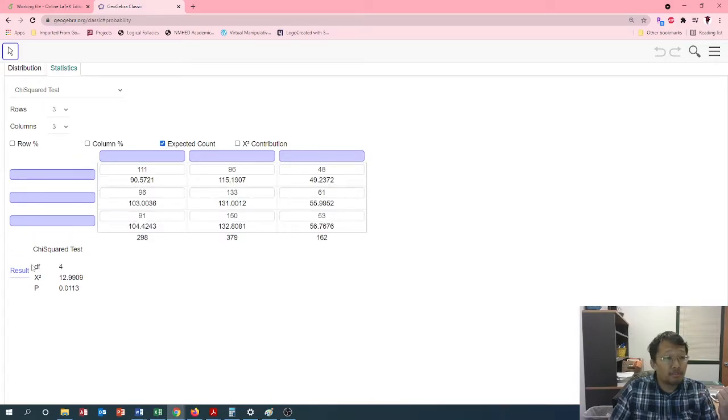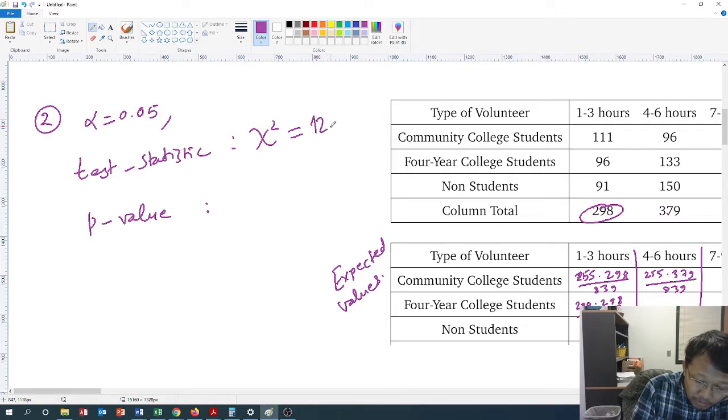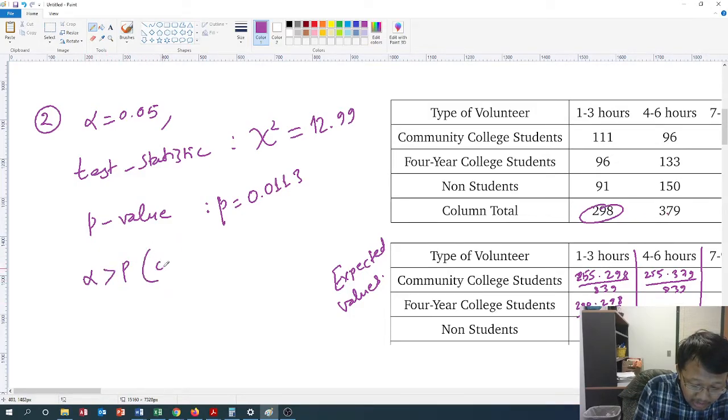Then the degrees of freedom is of course 4, since 3 minus 1 is 2, times 2 is 4. The chi-square test statistic is 12.99, and the p-value is 0.0113. So let us write that down. You can see that alpha is greater than p, since 0.05, that's 5%, is greater than 0.0113, which is nearly 1%. We reject the null hypothesis.